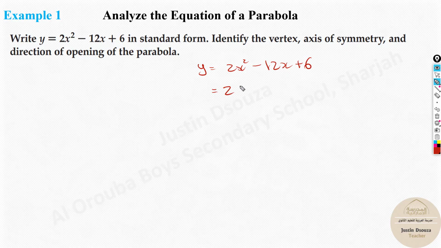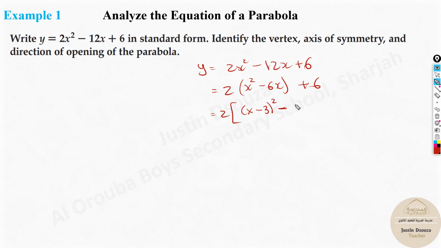First, take out the 2. It will be what? x squared minus 6x plus 6. Next, you need to complete the square over here. Make this a whole square. So 2 multiplied by x minus 3 the whole square minus, always minus. This inside the bracket, it depends. If it's plus here, it will be plus, minus, minus.